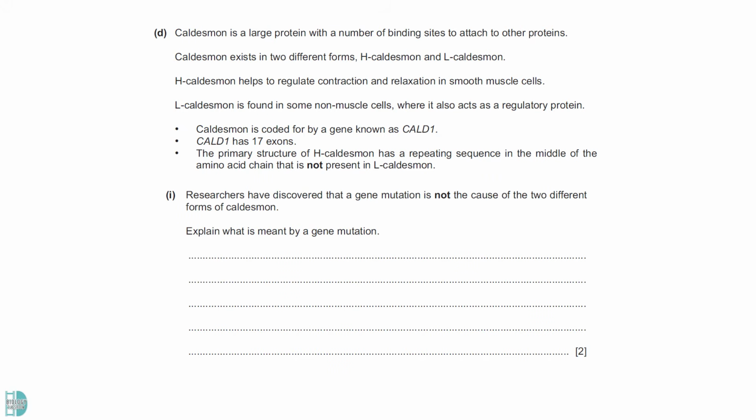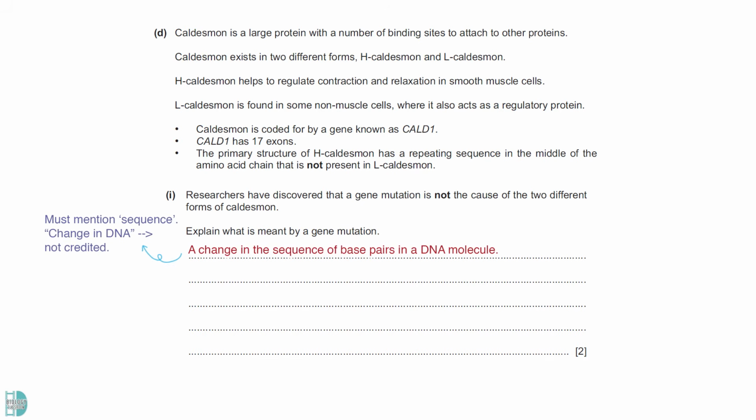1 wants you to explain what is meant by gene mutation. Gene mutation refers to a change in the sequence of base pairs in a DNA molecule. You must use the word sequence here. Do not just say that there is a change in DNA.